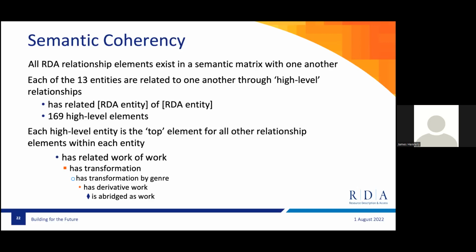And here I've provided a snapshot of the work elements and how they're organized. At the top of the work elements we have has related work of work. Then, a subproperty of that, I've selected has transformation. There are many other subproperties. A subproperty of has transformation is has transformation by genre, followed by has derivative work, followed by is abridged as work. So is abridged as work is the bottom of this particular hierarchy. And we can go up successively in the hierarchy until we get to the highest level that we possibly can.